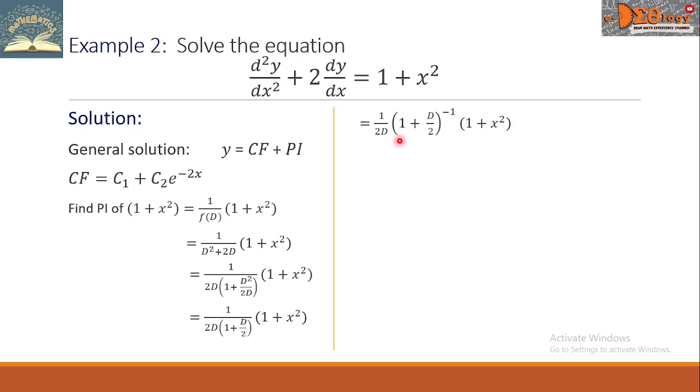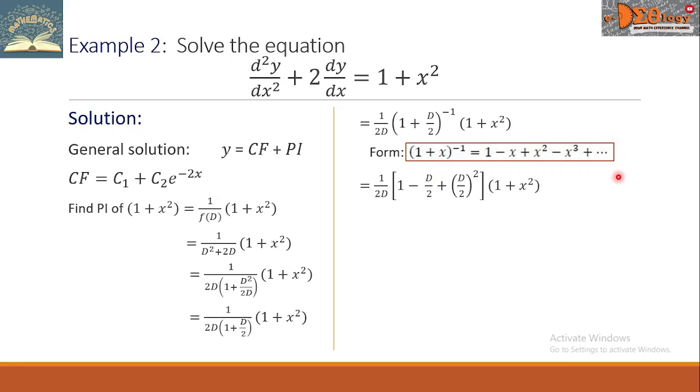Now, we want to expand this expression. Take note that this is of the form 1 plus x that is raised to negative 1. And this is the expansion. Using the expansion form, we have now this expression. We stop with the power 2 because the highest power of the right-hand side is only 2. Then let us simplify further. We have now this D squared over 4.